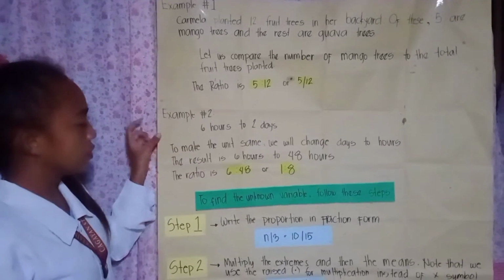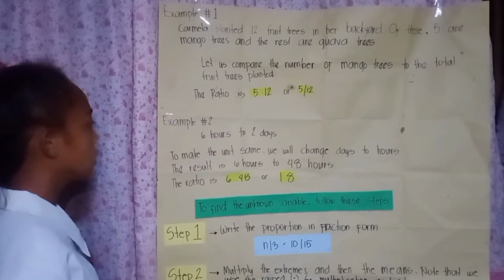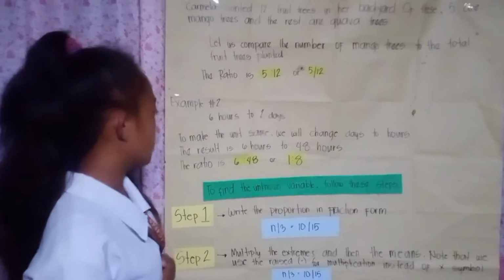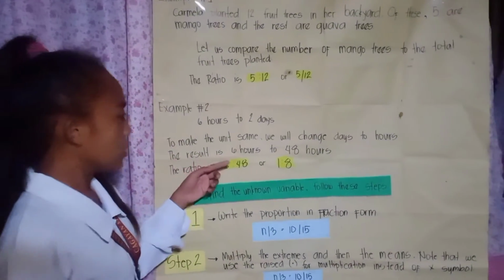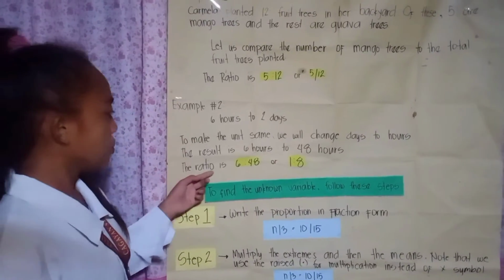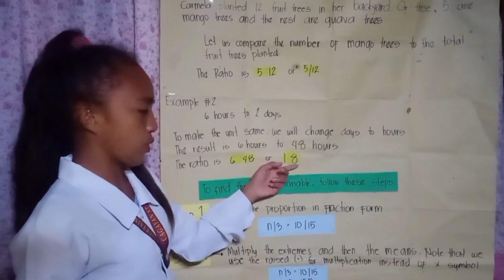Example number 2. 6 hours to 2 days. To make the unit same, we will change days to hours. The result is 6 hours to 48 hours. The ratio is 6:48 or 1:8.